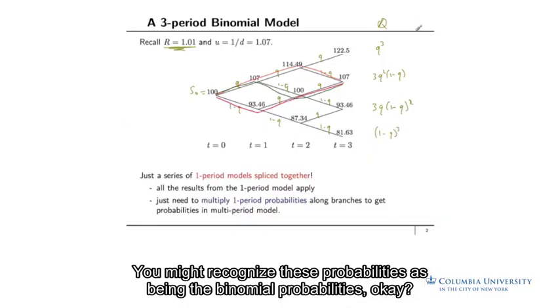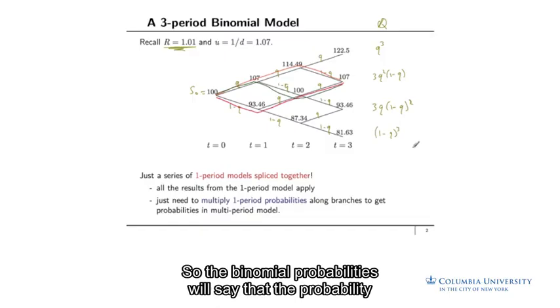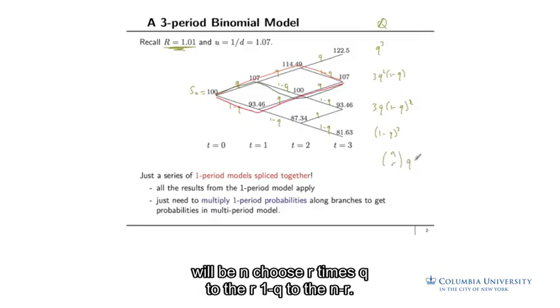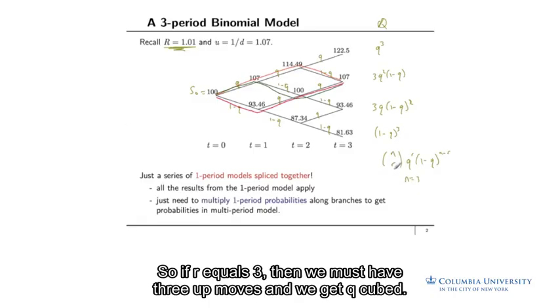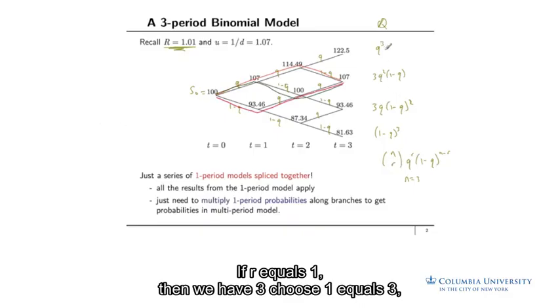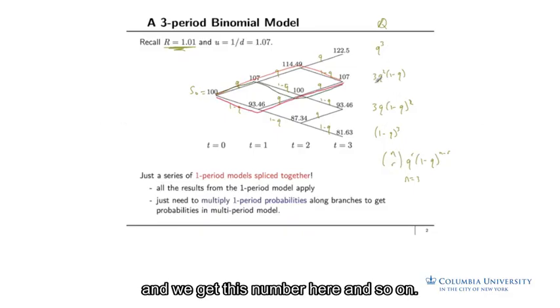Okay, you might recognize these probabilities as being the binomial probabilities. The binomial probability will be n choose r times q to the r times (1 minus q) to the n minus r. In this case, n is equal to 3, and r is the number of up moves required. So if r equals 3, then we must have 3 up moves and we get q cubed. If r equals 1, then we have 3 choose 1 equals 3, and we get this number here, and so on.